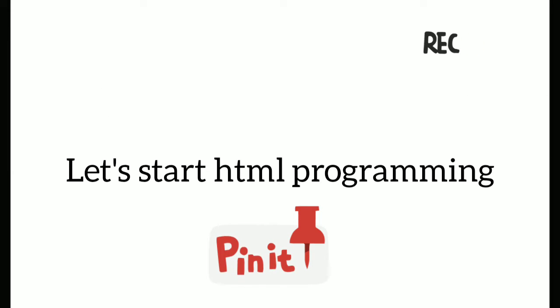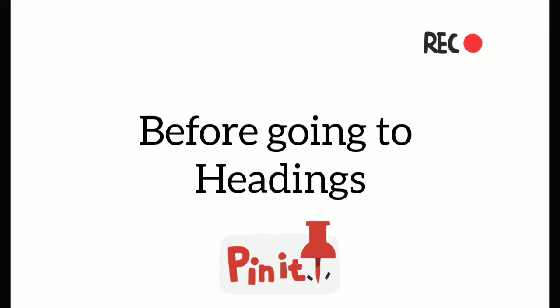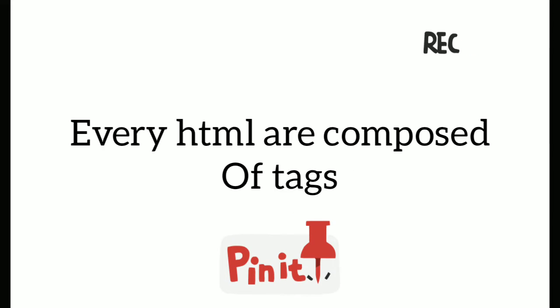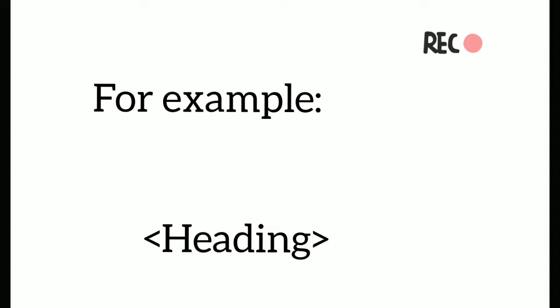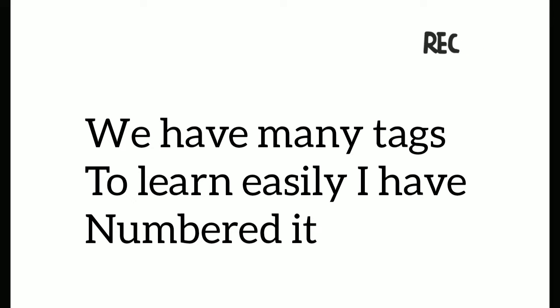Let's start our HTML programming. For starting these programming languages, we have some tips. First is adding headings. This is the first heading we are going to start. What about heading? Heading is the main theme of the web page, which says what the content is. Before we start, every HTML is composed of tags. For headings, we use an open tag and a close tag. Every element consists of an open tag and a close tag. Open tags use a greater symbol and a lesser symbol. We have many tags to learn easily. I have numbered them.